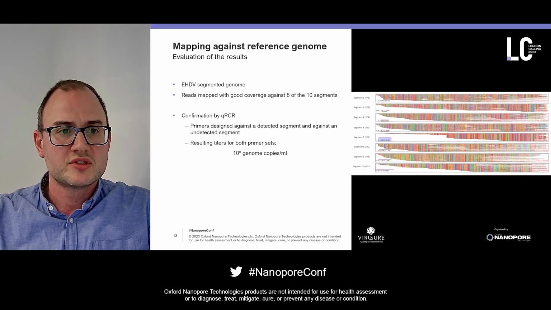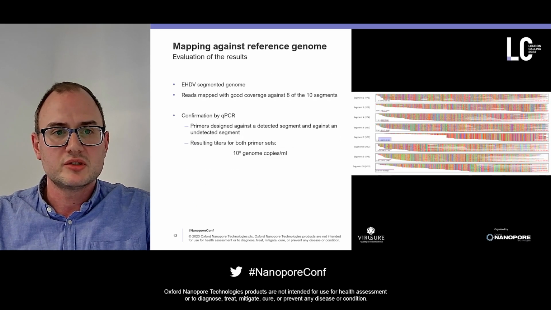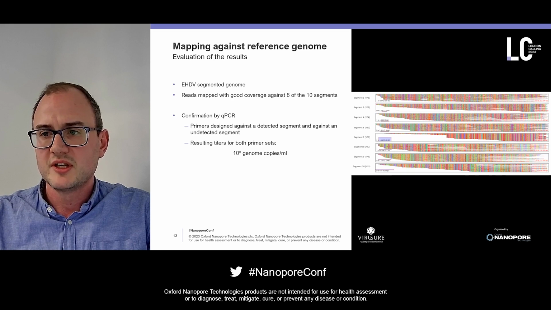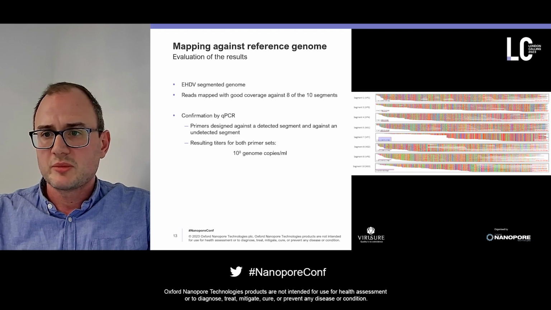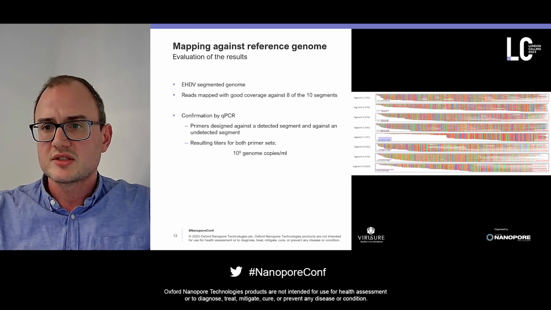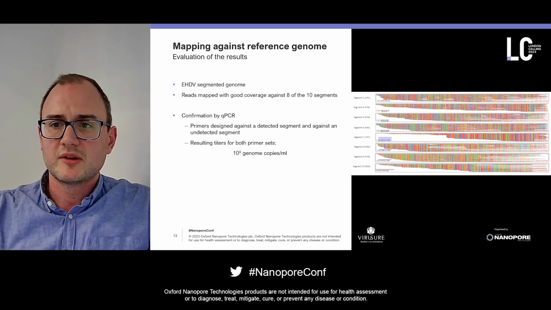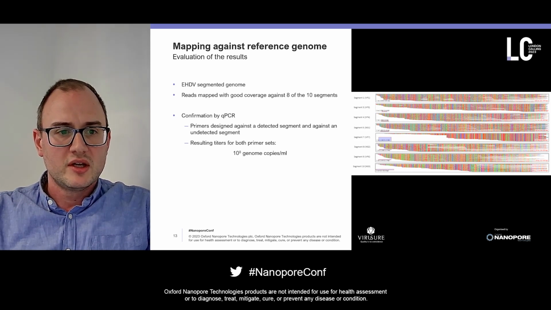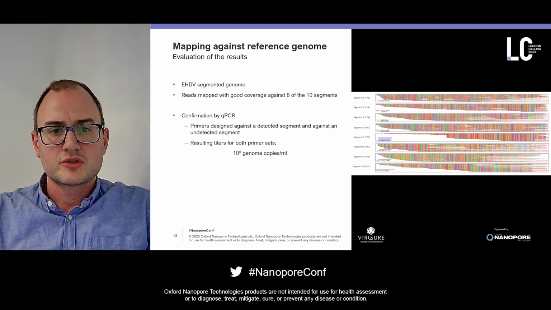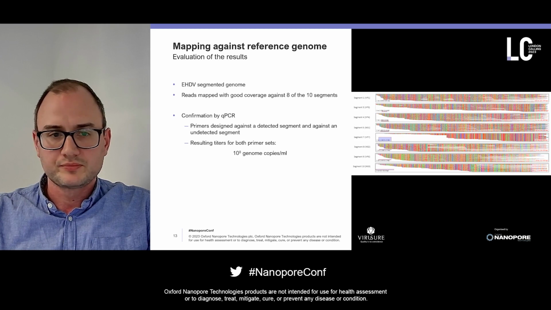So we used this data set and mapped it against an EHDV reference sequence. The EHDV genome is segmented, and we got good coverage for 8 of the 10 segments. Still, 2 of the segments were not covered at all, so we decided to do another confirmation by qPCR. We made 2 primer designs, one into the not detected segment and one in a detected segment, and compared the results. Both setups turned out positive and gave titers of around 10 to the 8th genome copies per milliliter.